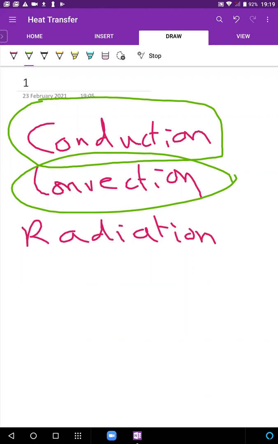Okay? Because the core formula for conduction is going to be the same as Ohm's law. You're going to see a lot of similarity. So in that sense, conduction will be easy. Okay? And radiation. Okay?